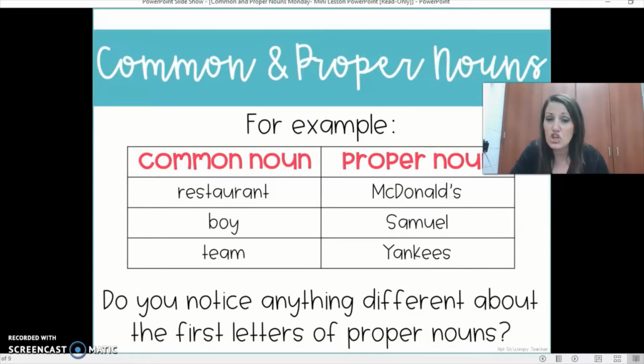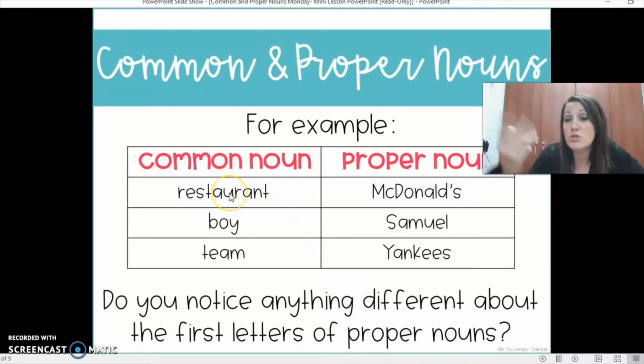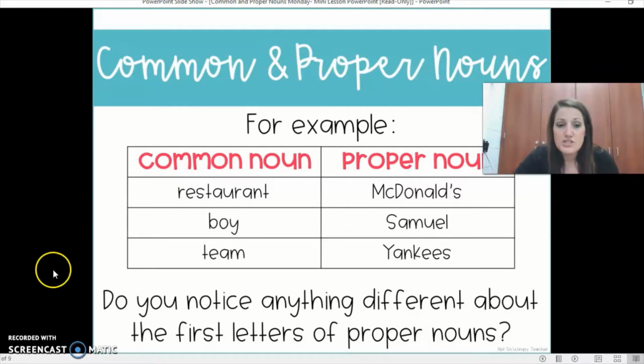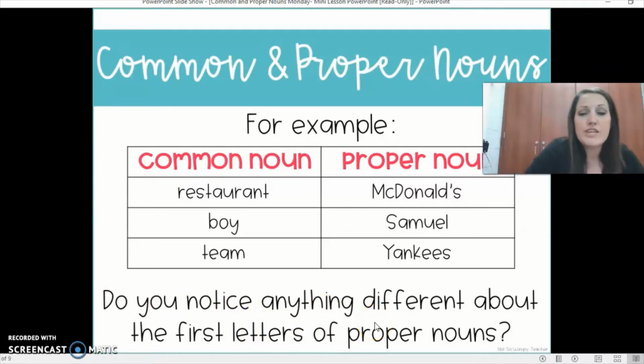And here's a little chart showing you some common and proper nouns. So if I talk about, I'm going to go to a restaurant. The restaurant, you don't know which one, it's just a place. So that is a common noun. McDonald's is still a noun because it's still a place, but it is the specific name of that restaurant, the brand, and that would be McDonald's. And then at the very bottom, I'm going to read you the question. It says, do you notice anything different about the first letter of proper nouns? So think about that while I read the next two.